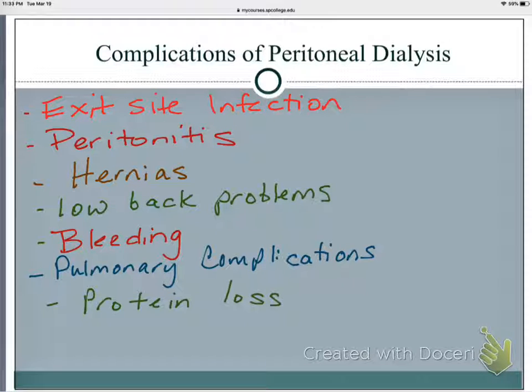Again, most occur from improper technique, from touching the catheter and the site, right? So we really need to teach our patients and whoever's doing our exchanges when they're disconnecting and reconnecting that we use very, very strict aseptic technique. Because this is going directly into their abdomen. It's going to give them an infection if we're not very, very careful.